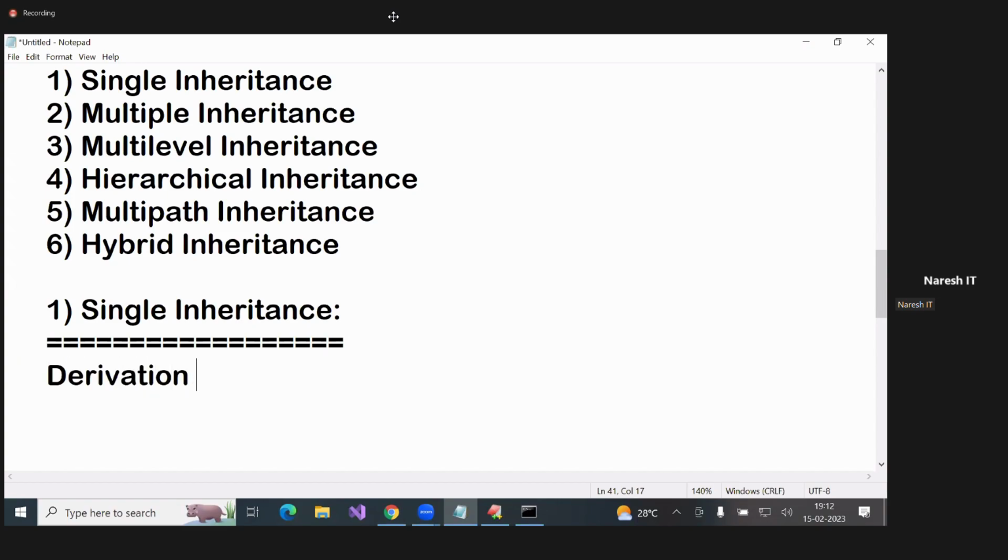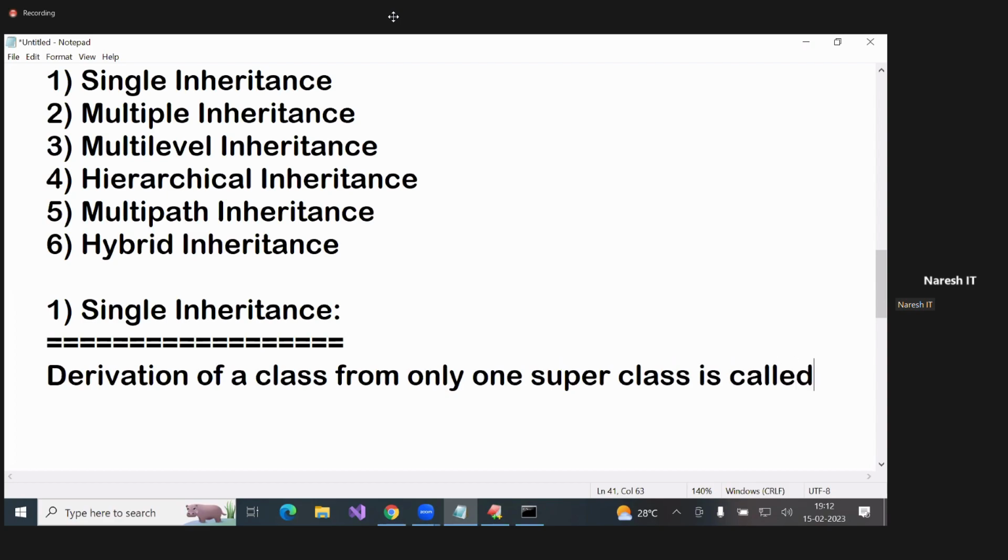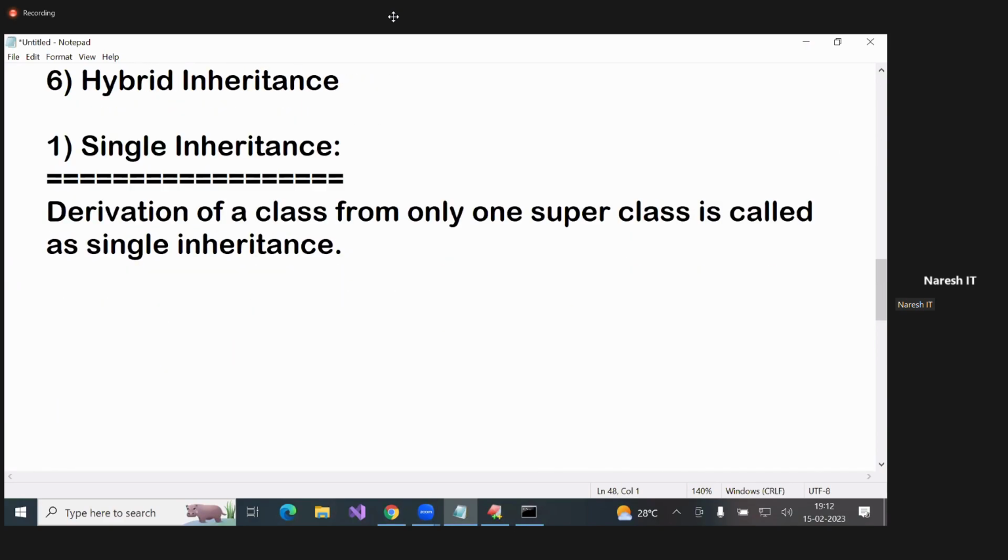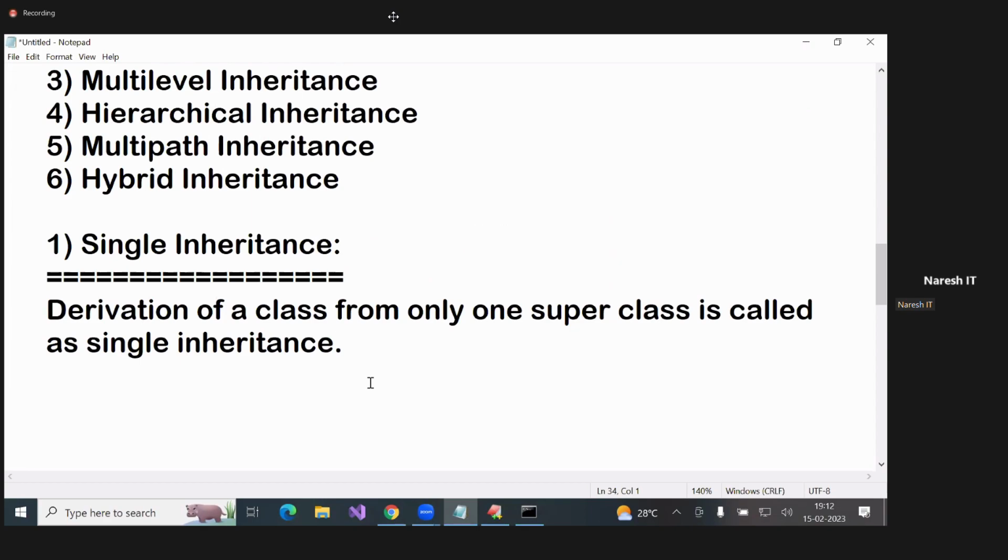Derivation of a class from only one superclass is called single inheritance.